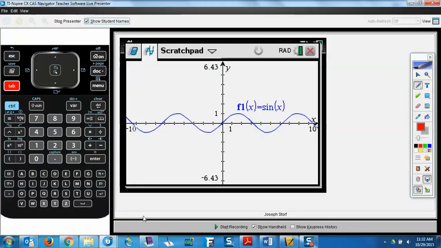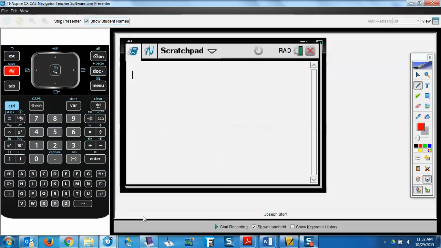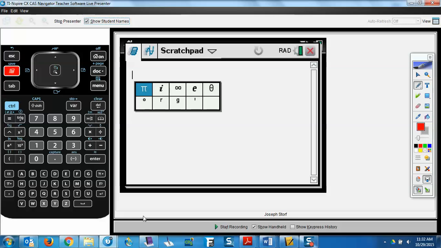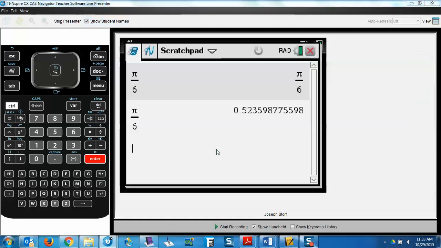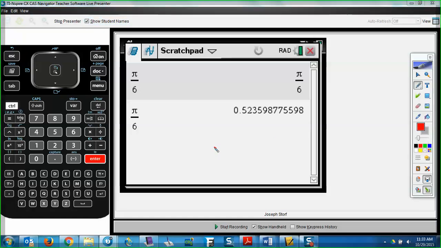Go to your calculator screen and do pi divided by 6. Oh, it just gives that. Hit Control Enter. There you go. Okay? So we really are looking for that. So let's do our slope. He's going to do that in a minute here. So let's do our slope.